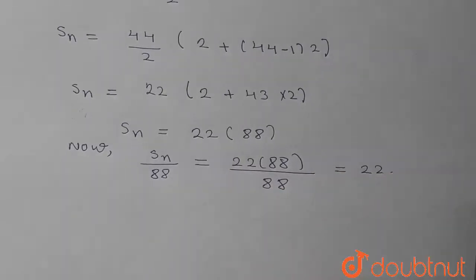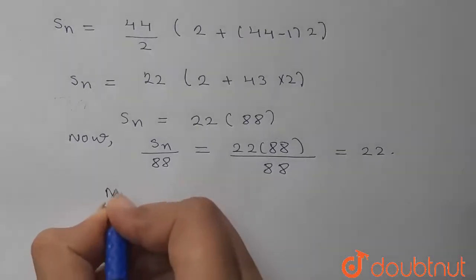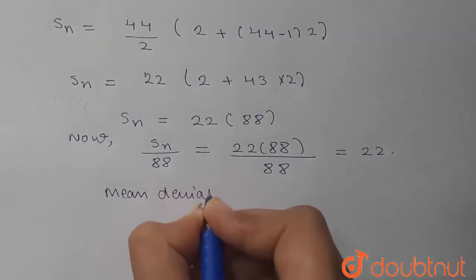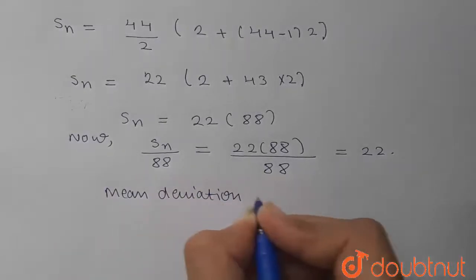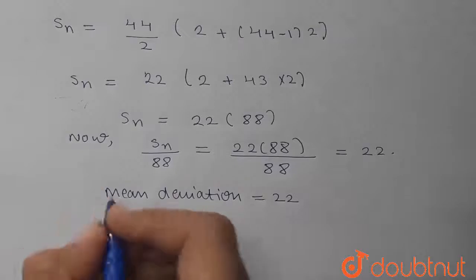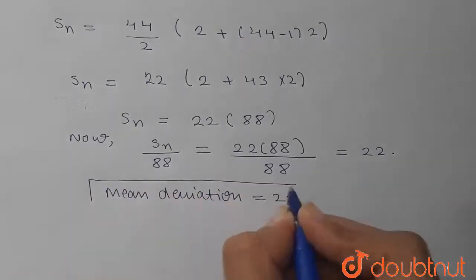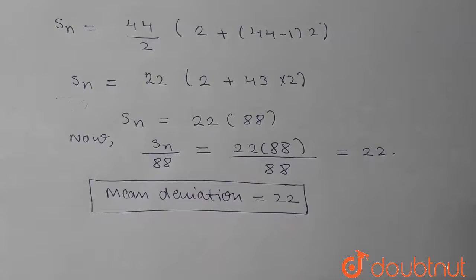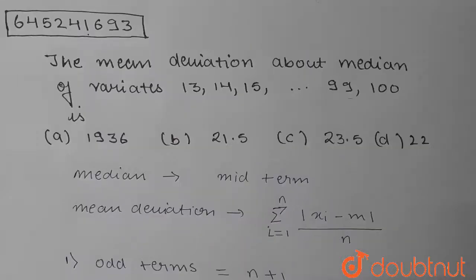So basically what we have derived is the mean deviation, which is coming equal to 22. We started with this formula, got the S_n, and then divided it by the number of terms, that is 88. So the mean deviation is coming as 22. Let us check the options. Option number D is the correct answer.